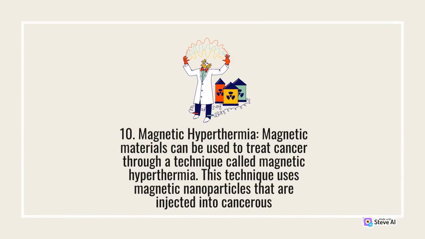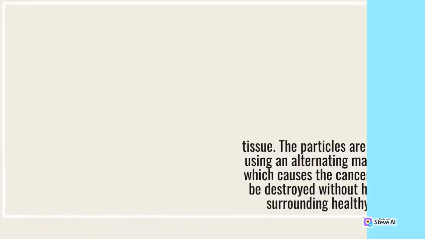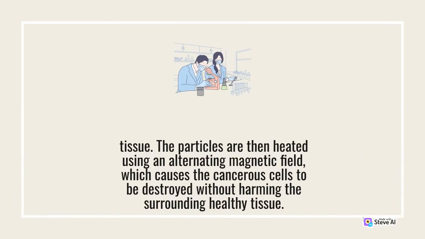10. Magnetic hyperthermia. Magnetic materials can be used to treat cancer through a technique called magnetic hyperthermia. This technique uses magnetic nanoparticles that are injected into cancerous tissue. The particles are then heated using an alternating magnetic field, which causes the cancerous cells to be destroyed without harming the surrounding healthy tissue.